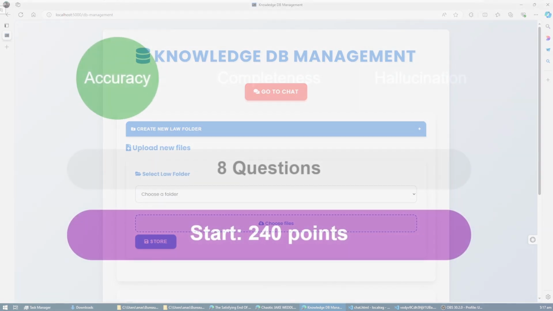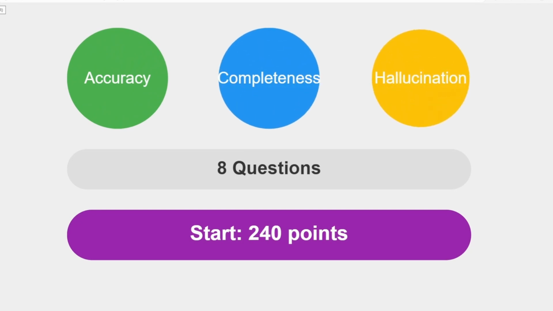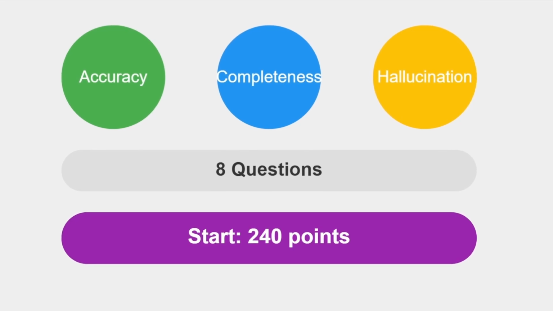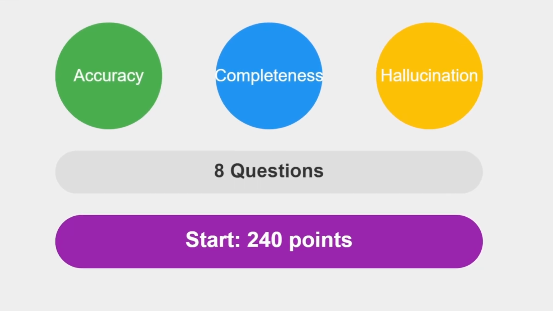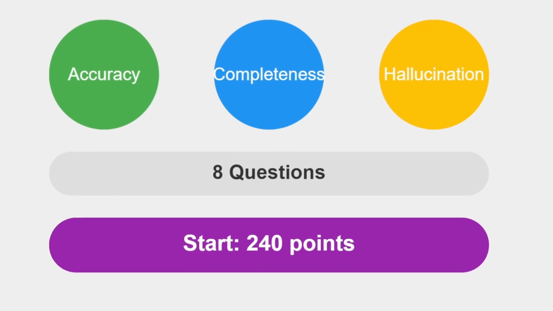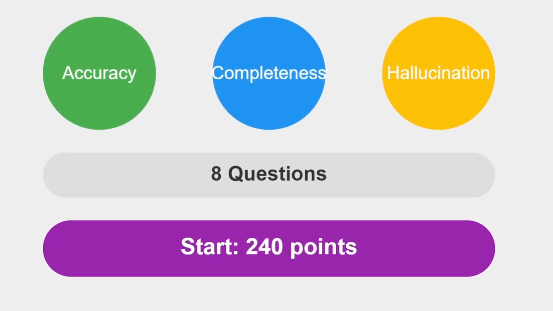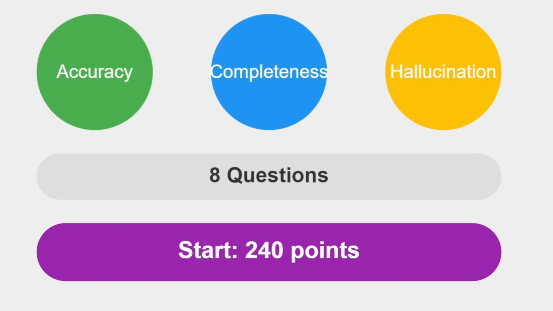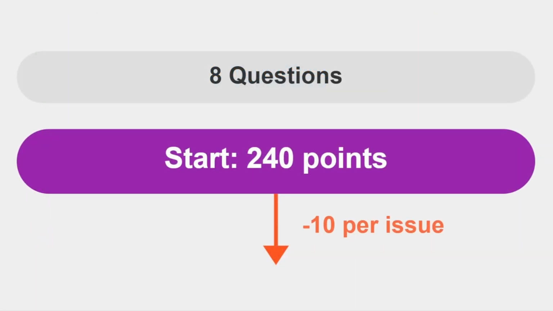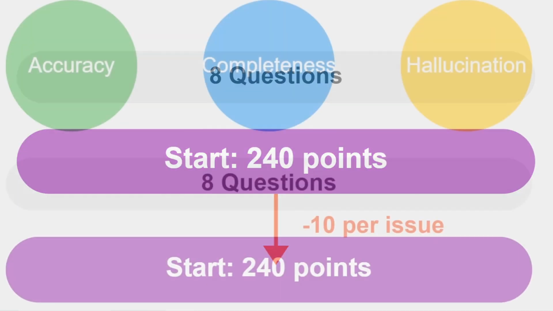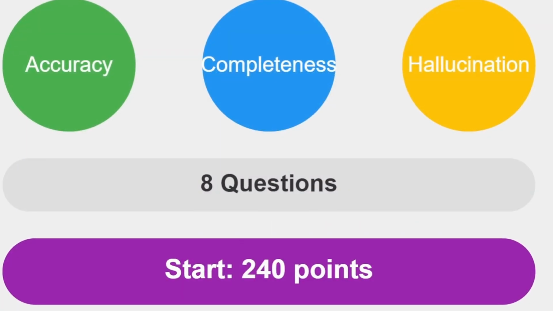Now, regarding how we will grade these models. The grading system is based on three criteria: accuracy, completeness, and hallucination. There will be 8 questions in total, and each model starts with 240 points. For every issue in one of the three criteria, 10 points will be deducted. If a model is accurate, avoids hallucination, and provides a complete answer, it will retain its full points. However, points will be deducted if it falls short in any of these areas.